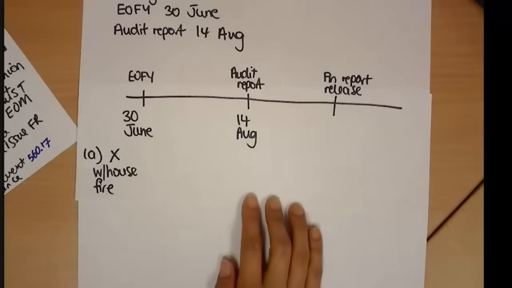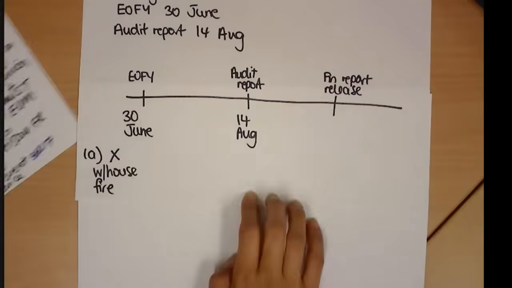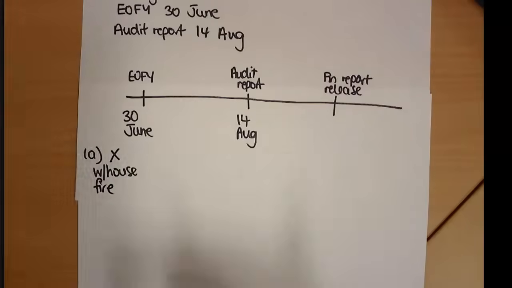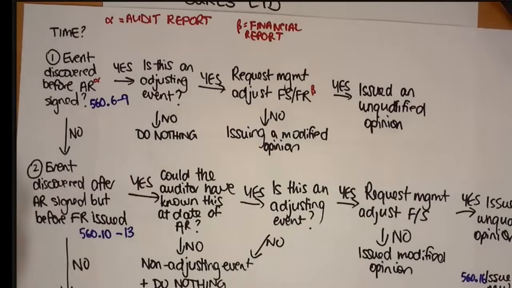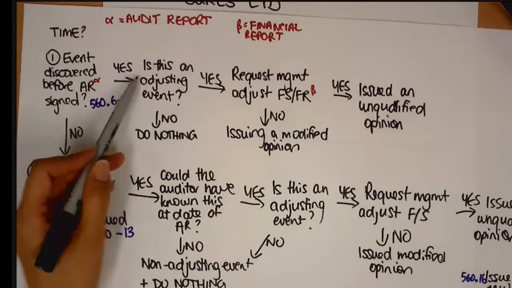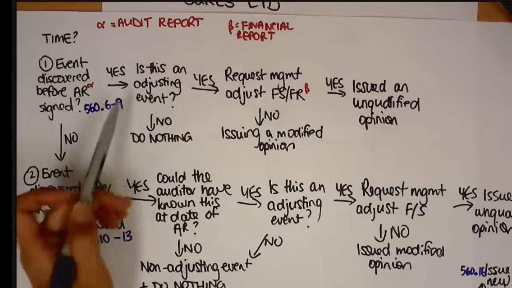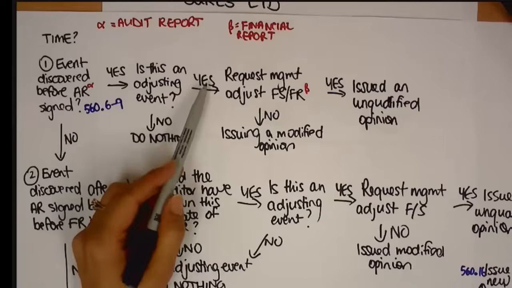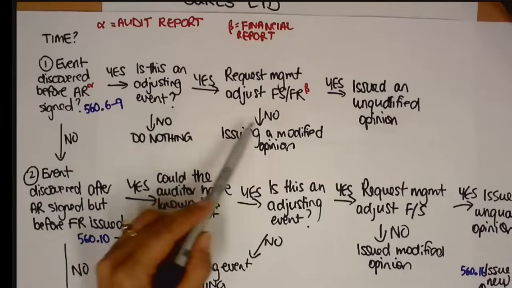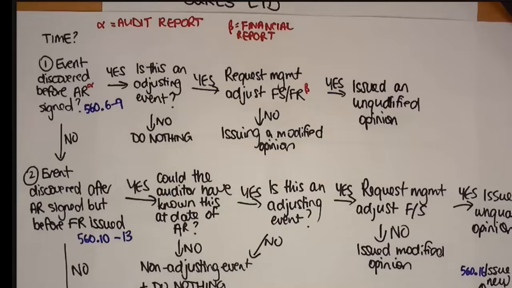All right, so in this instance, if we go back to our main diagram, was the event discovered before the audit report was signed? Yes. Is this an adjusting event? Yes, because it is to do with the financial period that we're auditing. So we would need to make sure that management have adjusted for the lost inventory within their financial statements, and then we can issue an unqualified opinion.